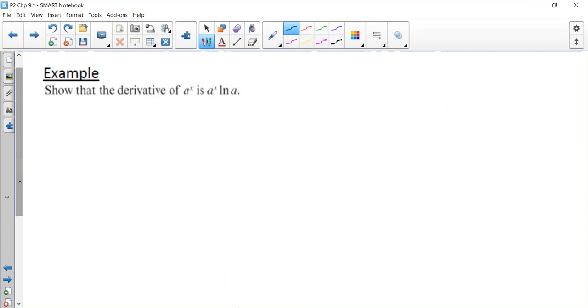Well, because a is not e. a is a constant. Now we know that if we have, let's say, y equals e to the power of 5x, then the derivative is 5e to the power of 5x. So we can differentiate exponential expressions quite easily with e in the base. But a is not e. So what can we do?